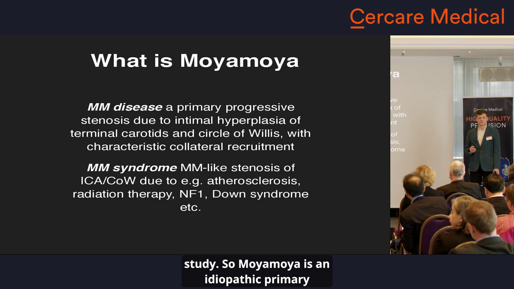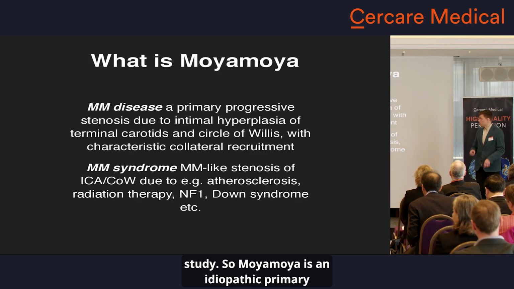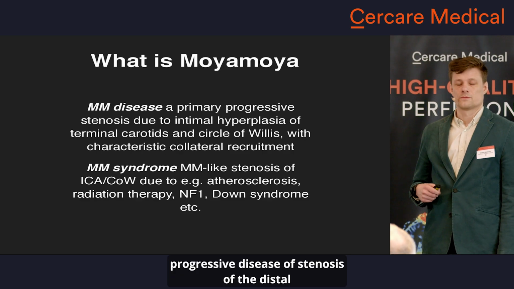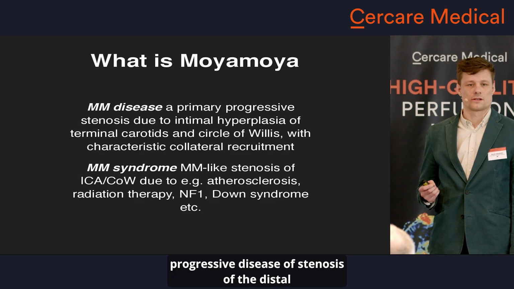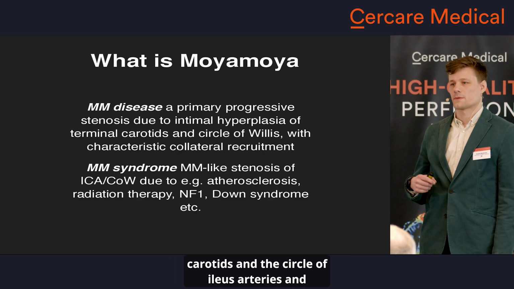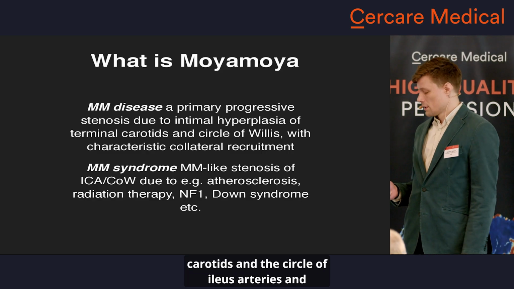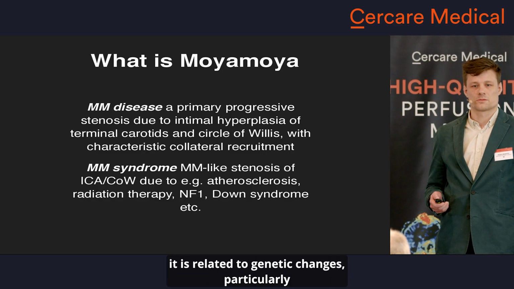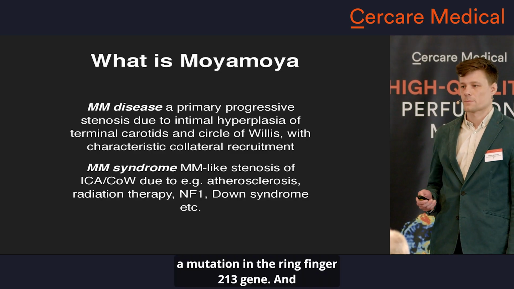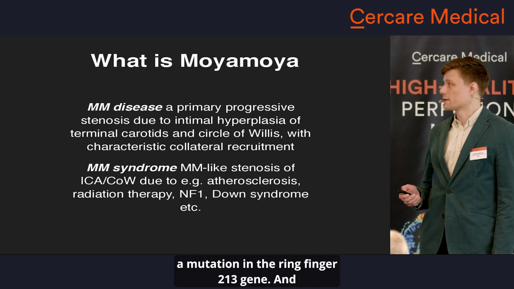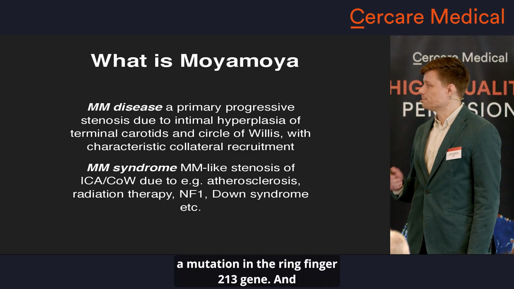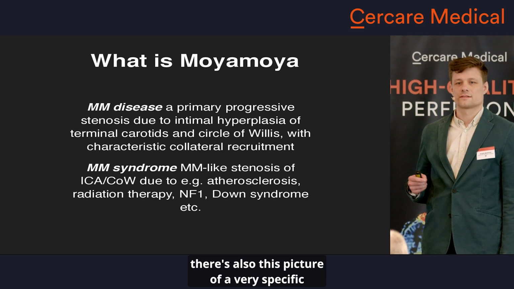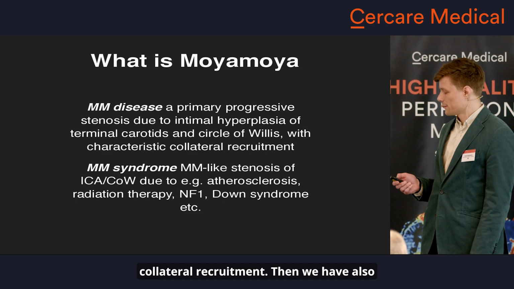So Moyamoya is an idiopathic, primary progressive disease of stenosis of the distal carotids and the circle of Willis arteries, and it is related to genetic changes, particularly a mutation in the ring finger 213 gene. And there's also this picture of a very class-specific collateral recruitment.